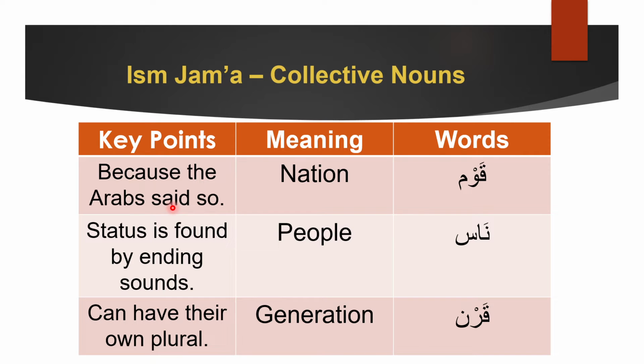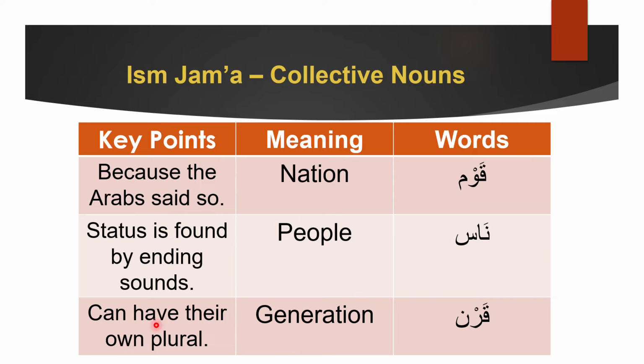That's all. These words right now, they are in the Quran. There are 3 words like this. The first one is Qawm, the second is Nas, and the third is Qarn. You can see that Qawm means nation, Nas means people, and Qarn means generation.